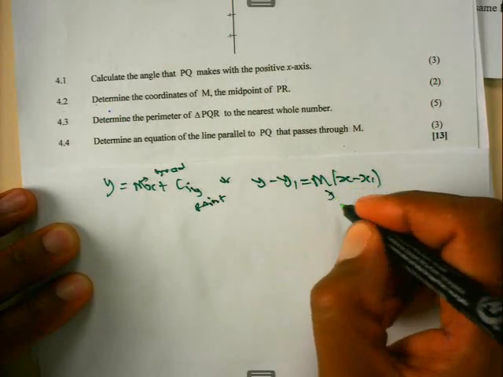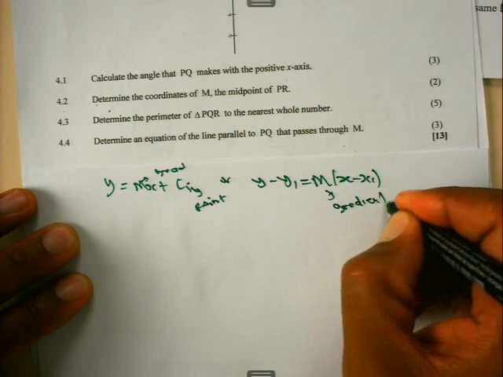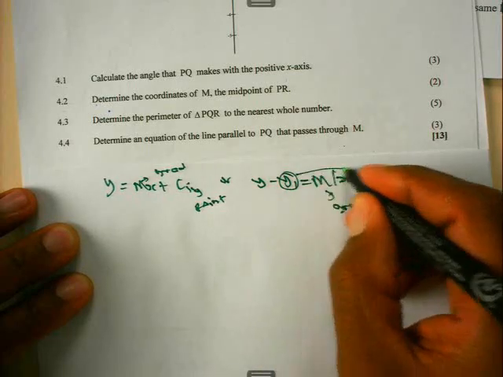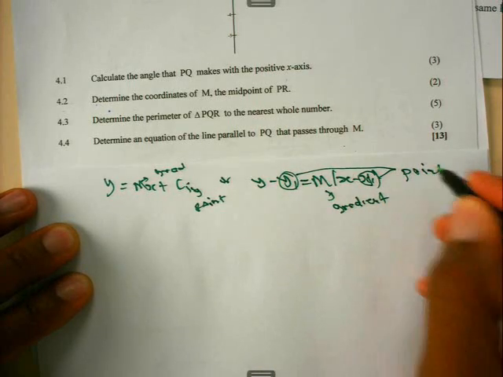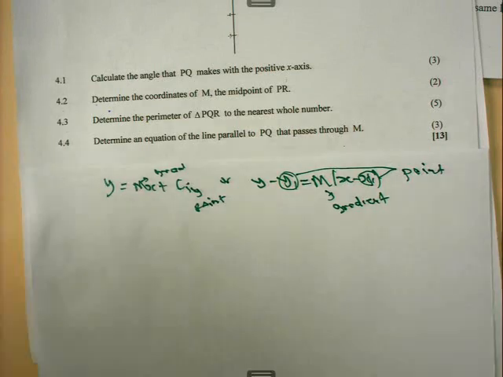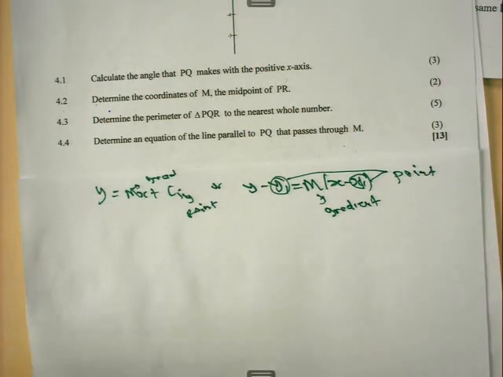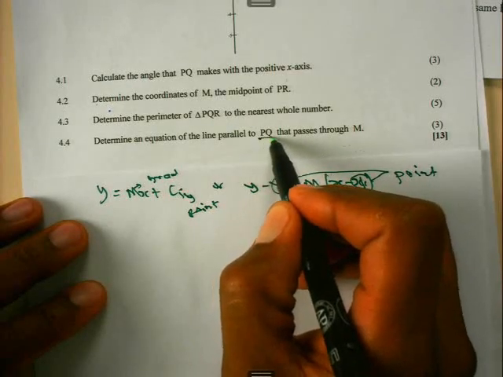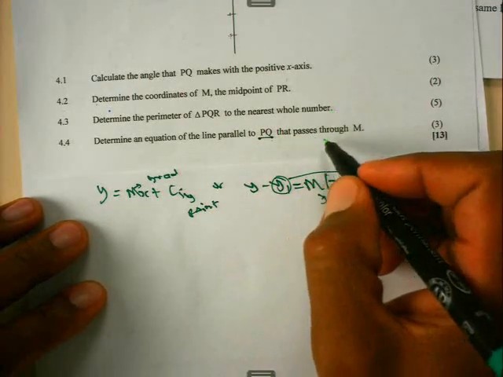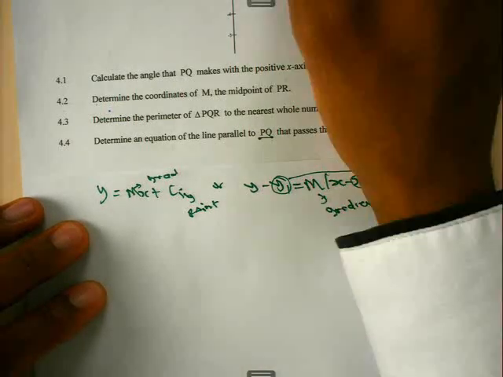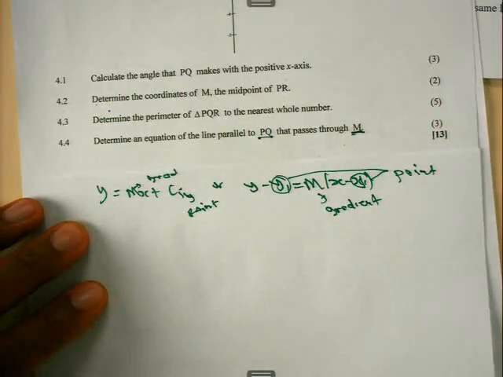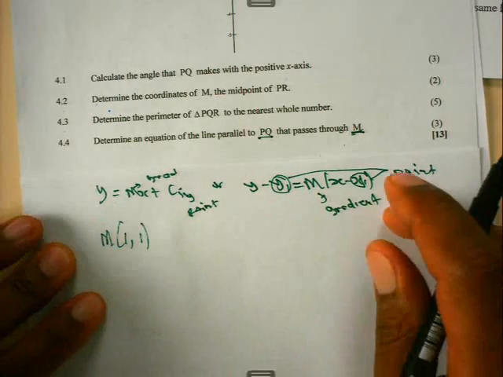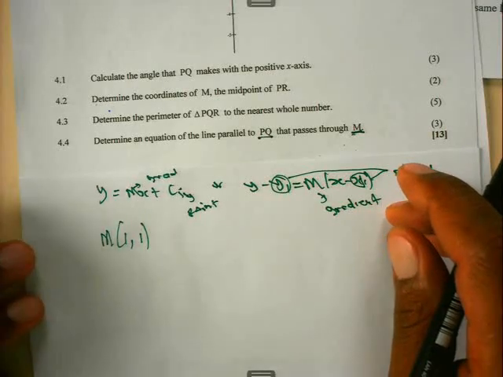The same applies, it is the gradient, and also to have x1 as well as y1. These two, you must have a point on that line. It is very important. Of course, now let us look at this one. They said you must determine the equation of the line parallel to PQ, and that line passes through M. Then here it's our M. You still remember what are the coordinates of M? Yes, the coordinates of M then was 1 and 1. That was our midpoint of PR.